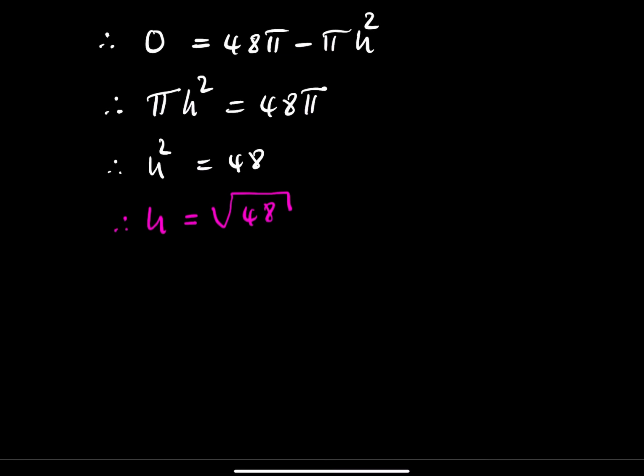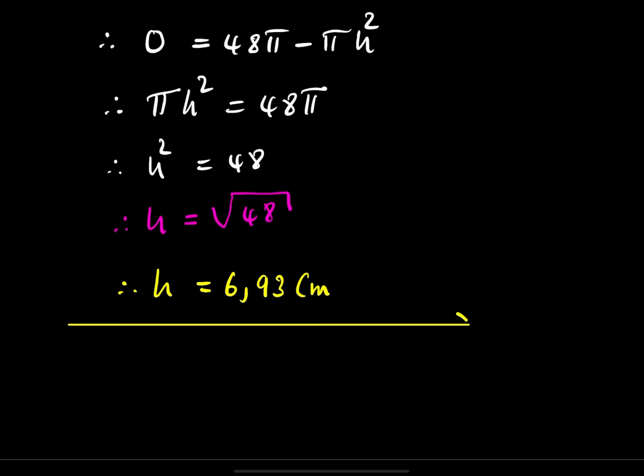And you can really find out what it is equivalent to in your calculator in decimal. So if you are to do that, let me check that. The square root of 48. Let me remove my calculator from statistics. This is square root of 48. I'm getting 6.93. That is in centimeters. This is how you solve the value of h.